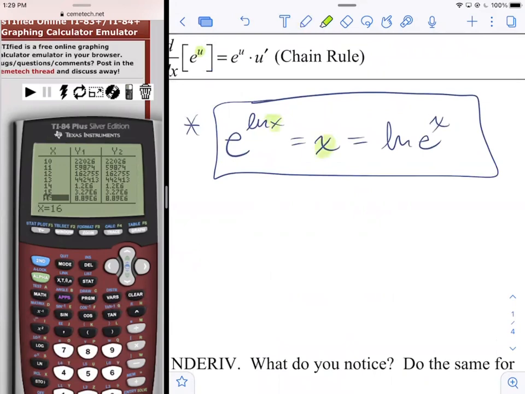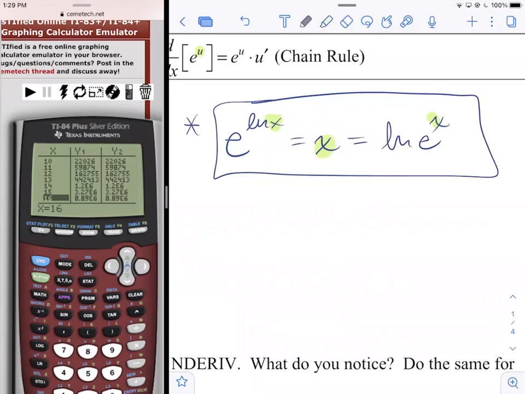Yeah, they equal x. They undo each other, right? So we start with x on the left, we natural log it, and then we e it, and we're back where we started at x. On the right side, we start with x and we e it first, and then we natural log it. Okay, but this is a really common identity now that we can use.